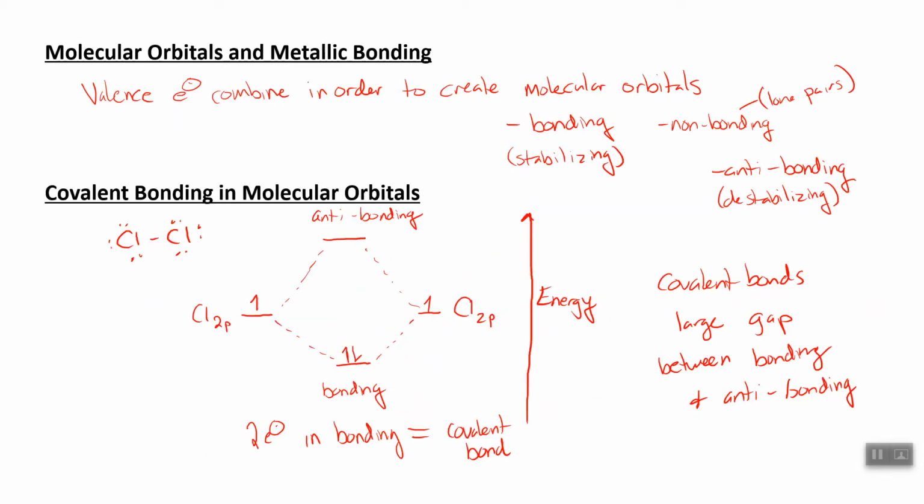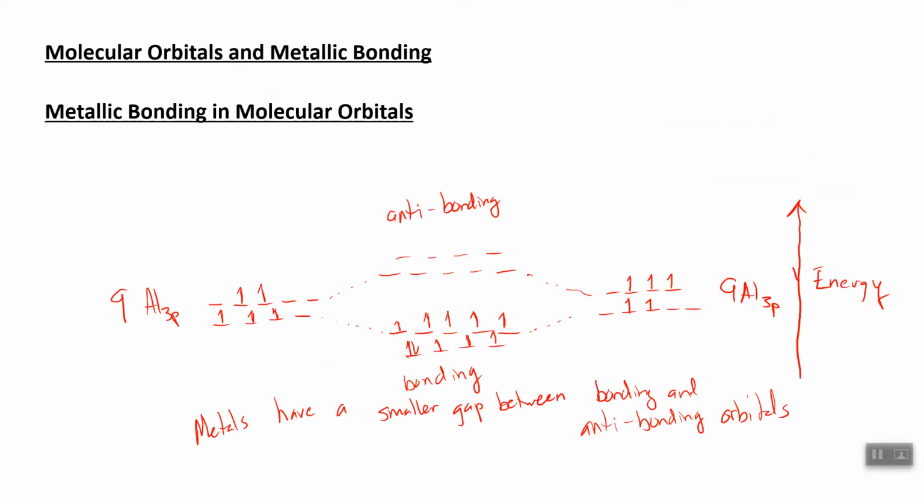So let's compare. We have a large gap for covalent bonds, right? Which means that it's hard to have electrons go from bonding to antibonding. If we have a small gap here, it's much easier for electrons to start in the bonding and then end up in the antibonding. All it takes is a little bit of energy.